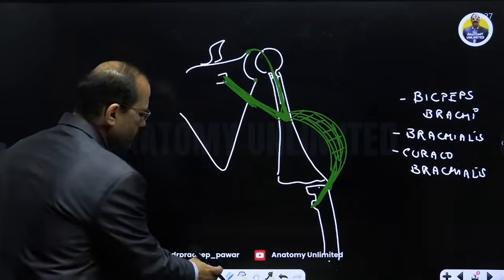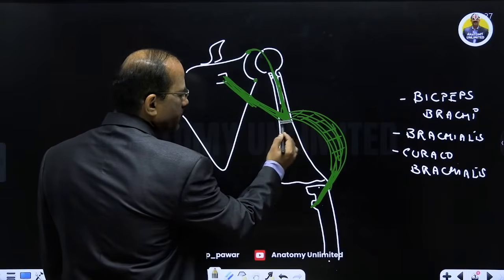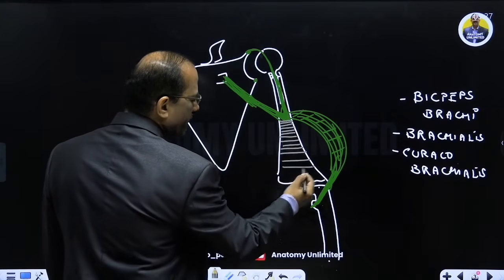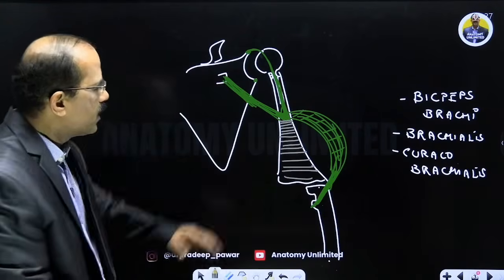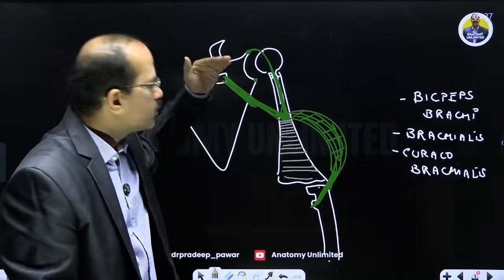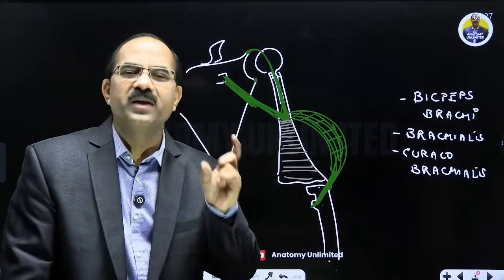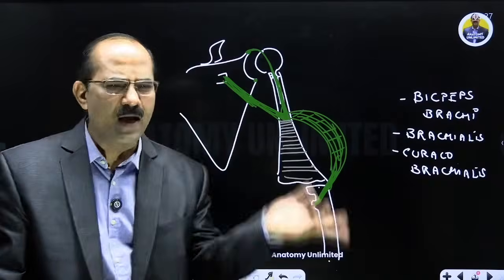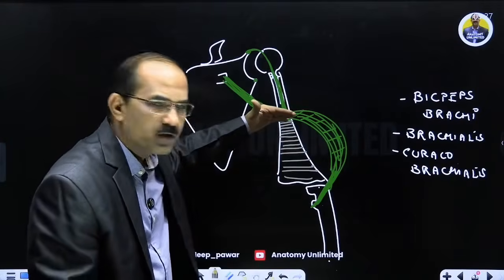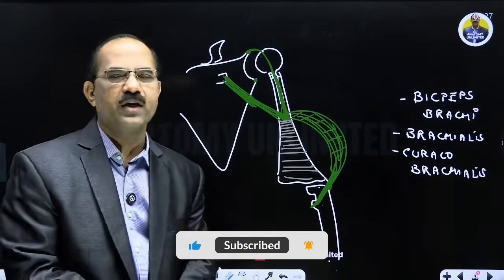Second muscle begins from the humerus. देखो, this muscle begins from the lower half of the shaft of the humerus. That's the shaft of the humerus. ह्यूमरस को दो half में divide करो, upper half, lower half. So lower half of the shaft of the humerus, ये muscle arise होगा, that is the brachialis. What is the origin of brachialis? It arises from the lower half of the shaft of the humerus.